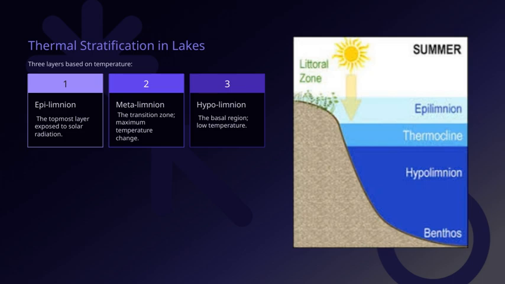Finally, at the very top, we have the epilimnion. This surface layer is directly exposed to solar radiation, so it tends to be warmer and is more affected by weather conditions. These three layers, hypolimnion, metalimnion, and epilimnion, together illustrate how lakes are stratified based on temperature, which has important implications for aquatic life and nutrient dynamics throughout the year.